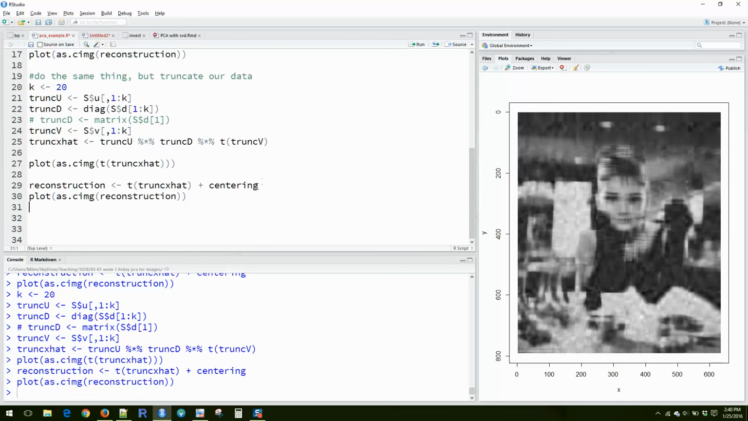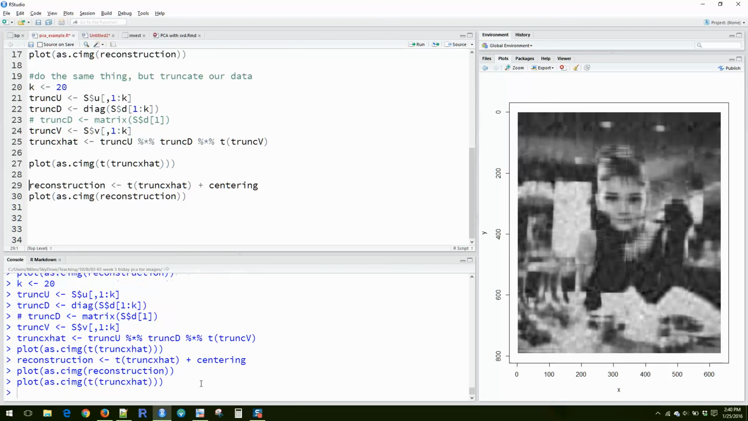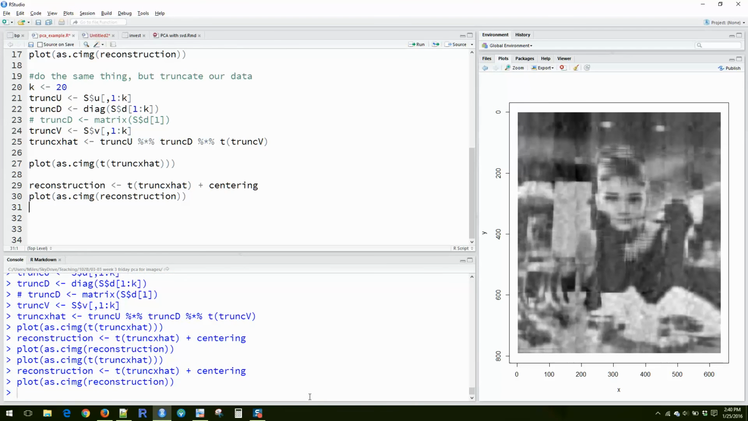So here I'm just adding back, so without adding the centering information, we get these stripes in here, and so I'm adding back the centering information to get rid of these stripes. And so this is at 20 of the principal components.